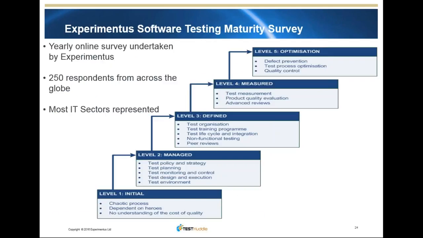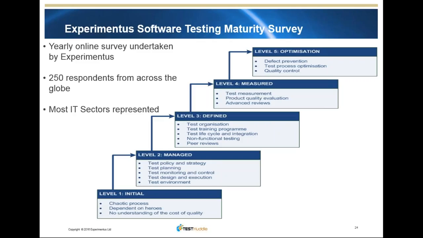And my company, Experimentus, run a yearly survey where we have responses from over 250 people looking at levels 2 and 3 of TMI, the model you can see in front of you now. Within that 250, most IT sectors are actually represented as well. So it's a good cross-section of the industry, looking at how effective people are at level 2 and 3 processes.